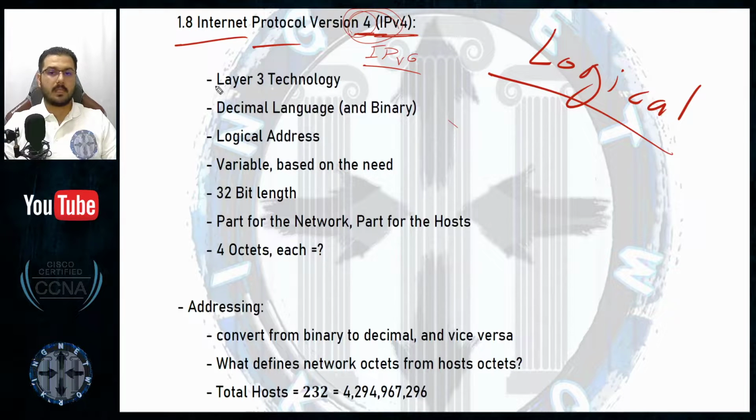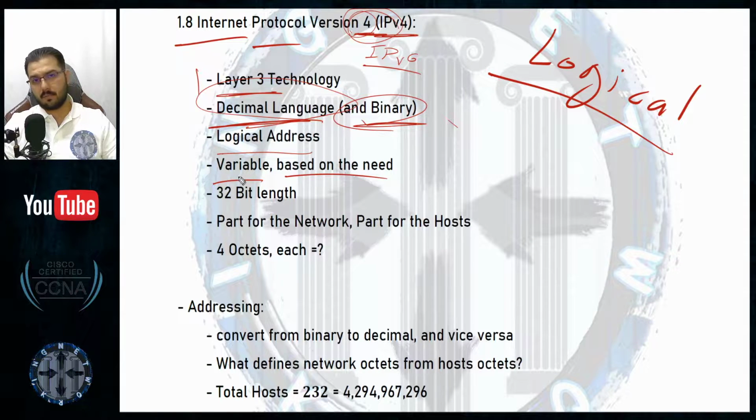So starting the first spec of the IPv4, it's a layer 3 technology, so it is encapsulated and transmitted through layer 3, the network layer of the TCP/IP. It uses the decimal and the binary together. You type the decimal and the device understands the binary. Okay, the MAC address uses the hexadecimal only. It's logical, it's variable, never stable, based on the need, based on your design, etc. Instead of 48 bits of size, it's 32 bits of size or length here only, and that's it.